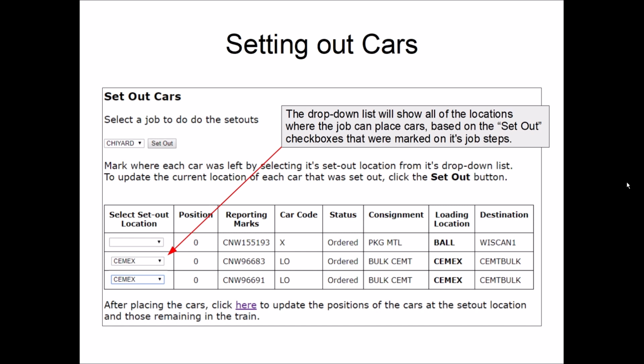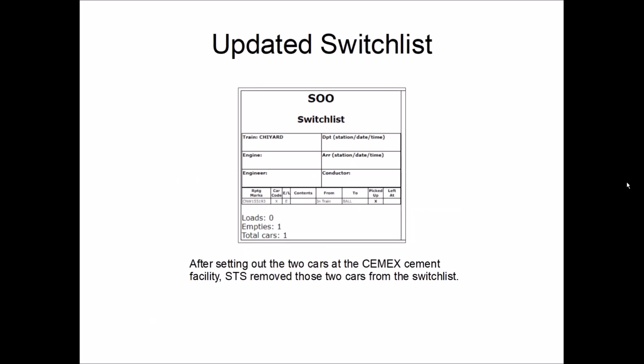So here, for those bottom two covered hoppers, STS has now been told that those two cars are spotted at the Cemex bulk cement. Once we set them out, if we go back and look at the switch list online, you see they're no longer in the switch list. It's because they're no longer in the train. The boxcar is still hooked up to the switcher, so that's still in our train.